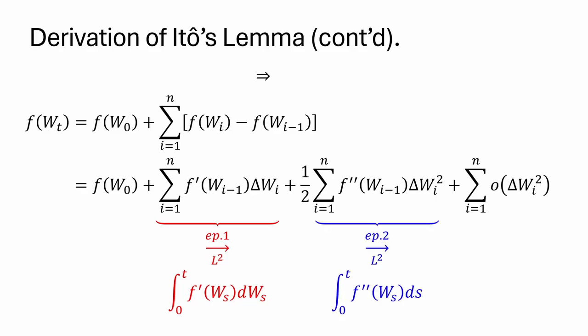The second sum, the quadratic terms, tends to the Riemann integral of f''(W_s) ds. That's the main result of episode 2. As for the final sum, it is intuitive to think of little o of delta W_i squared as little o of delta t. And we claim but don't show that this sum tends to 0 in the L2 sense. If you're interested in the technical details, a reference is given in the description.